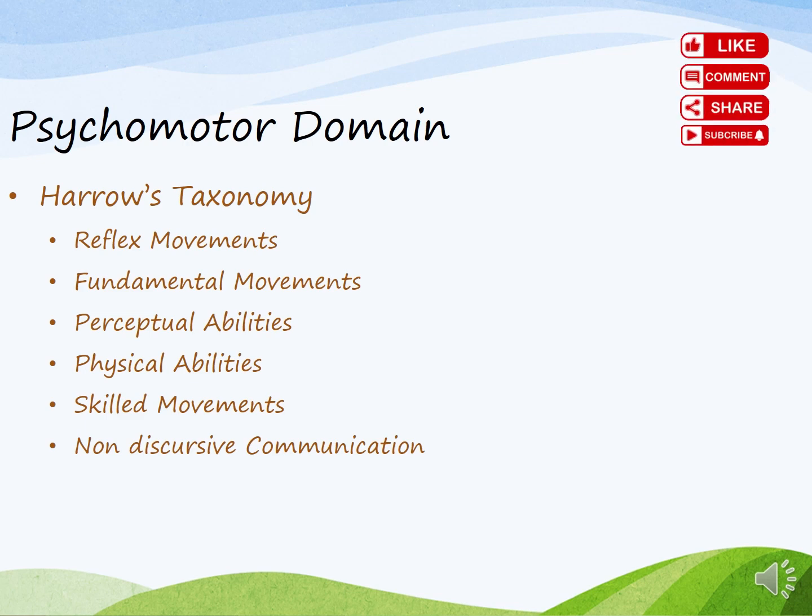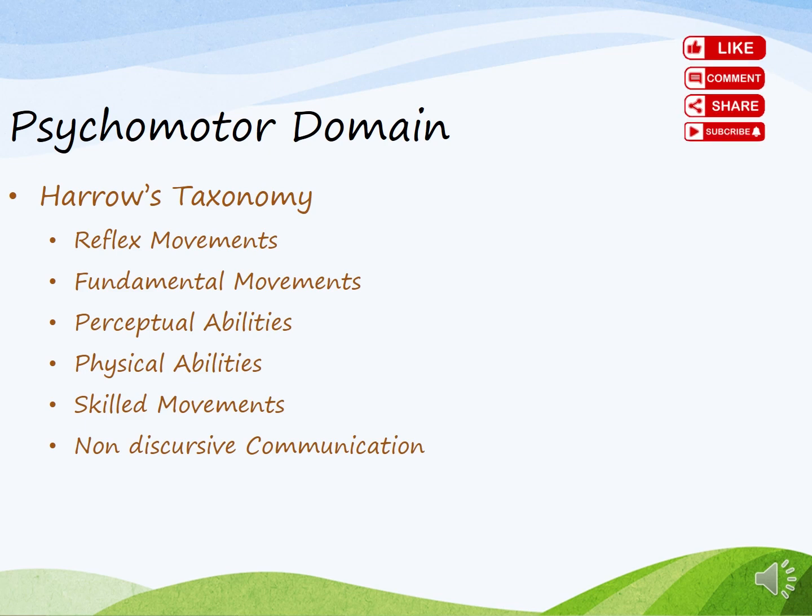Psychomotor domain. In this Harrow taxonomy, the first one is reflex movement: involuntary movements such as blinking or withdrawing a hand from a hot surface. The next is basic fundamental movement: simple movements such as walking, running, jumping. The next is perceptual motor abilities: movements that require coordination and perception, such as catching a ball or riding a bike.